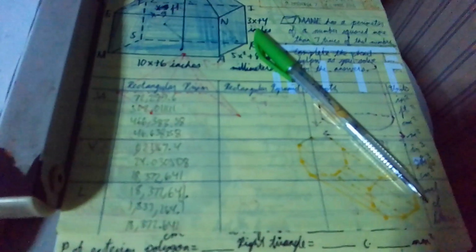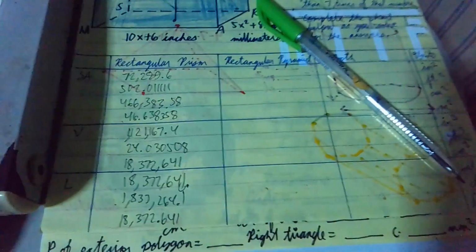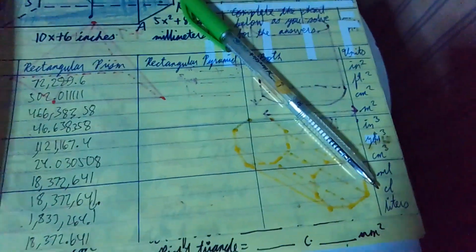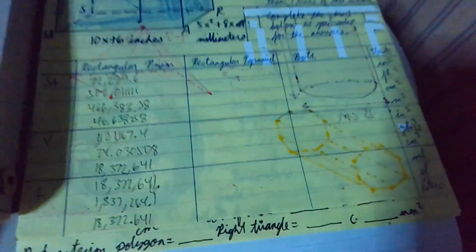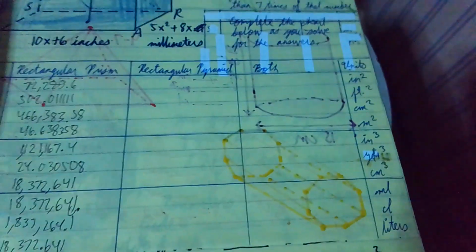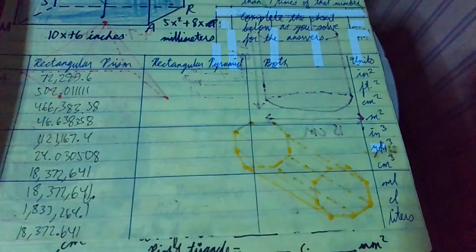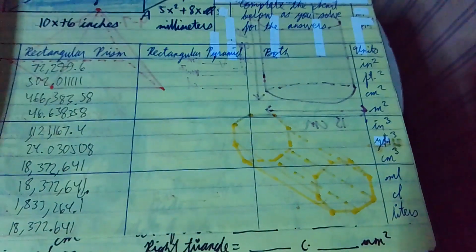Okay. And that's good. We're done with only one set, which is the rectangular prism. Actually, we're still not done because we still need to do the rectangular pyramid and the cone. So you better watch part 3 so that I will show you how to do the rectangular pyramid. See you later.